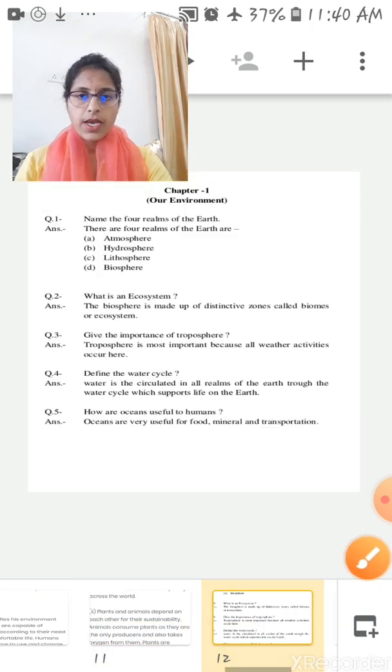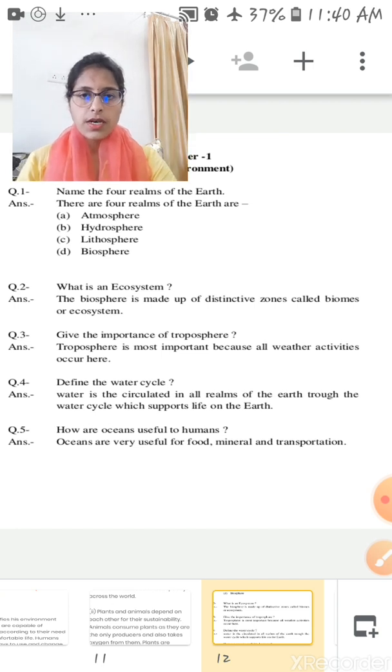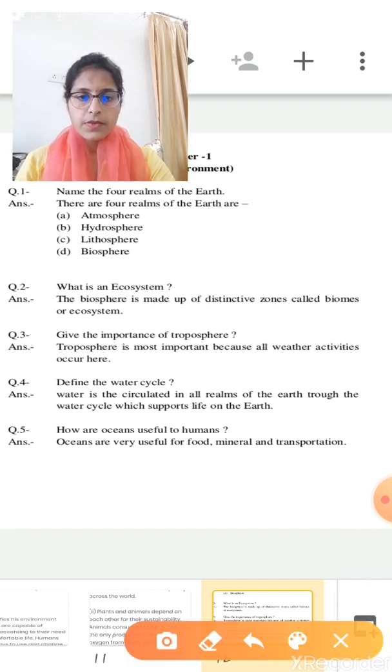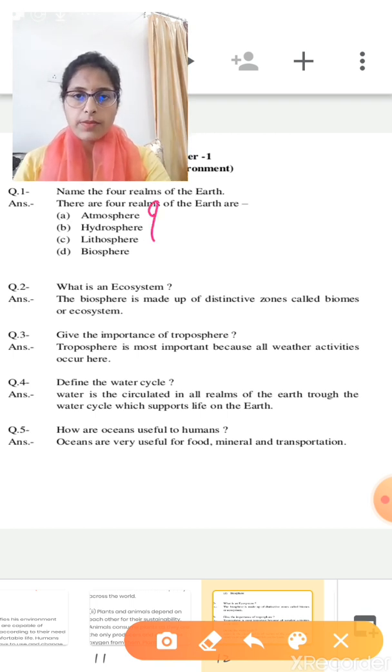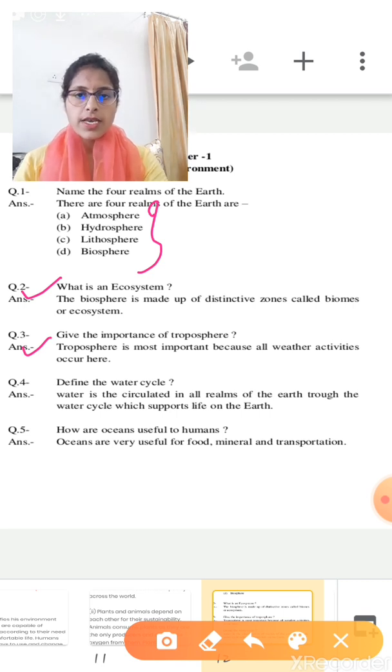Now here are a few more extra question answers related to your chapter. So the first question is, name the four elements of the earth. As we discussed earlier, there are four elements of the earth: atmosphere, hydrosphere, lithosphere, biosphere. The second question is, what is an ecosystem? We already discussed it in the previous slide. The third one is, give the importance of the troposphere. The troposphere is most important because all weather activities occur here.